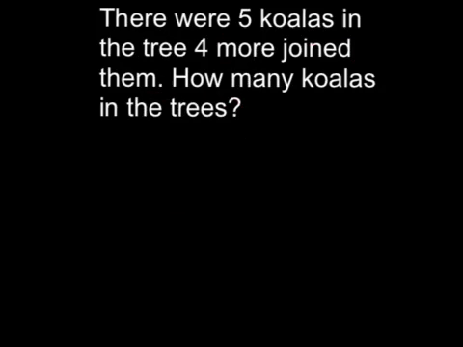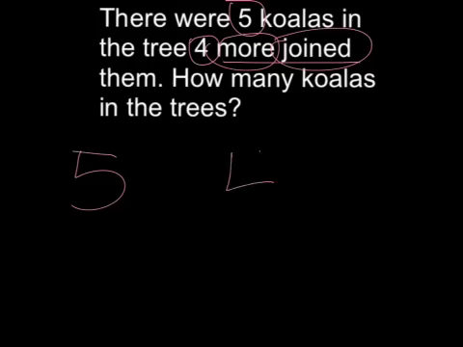Okay, let's have a look at the next problem. There were 5 koalas in the tree. 4 more joined them. How many koalas in the trees? Okay, now key information. There were 5, then 4 more joined. How many altogether? So I know if we're saying there's more and we're joining, that means addition. So over here in this tree we had 5 koalas, and over in this tree there were 4 that came along and joined them. So it's 5 plus 4 equals something.